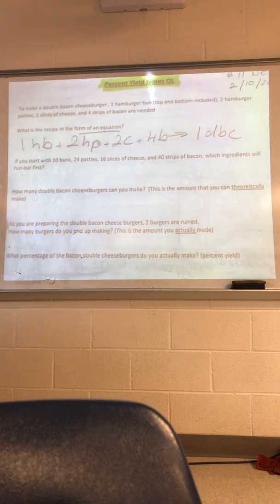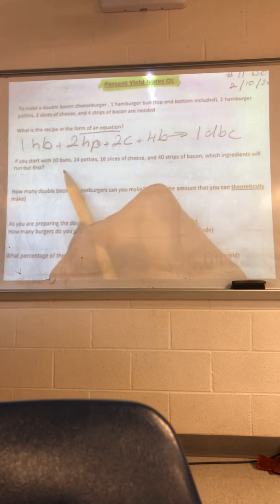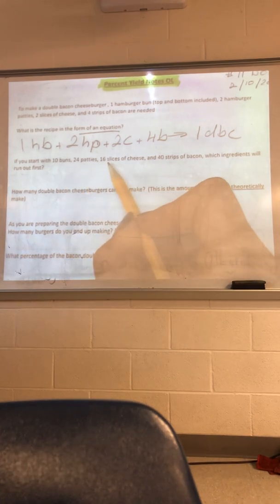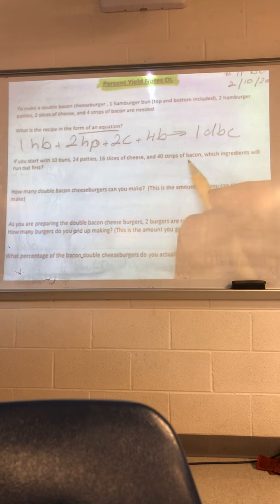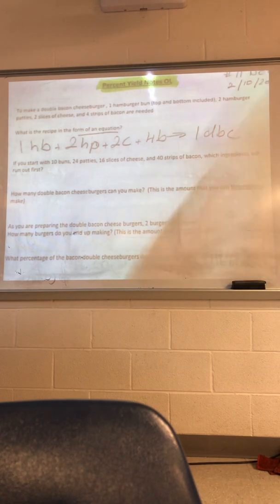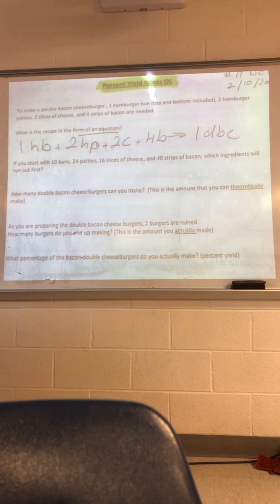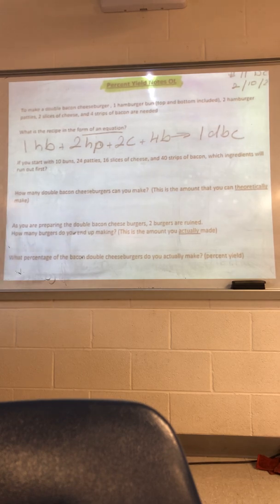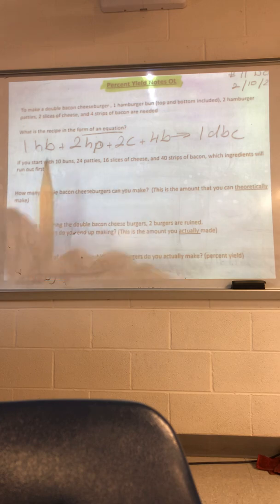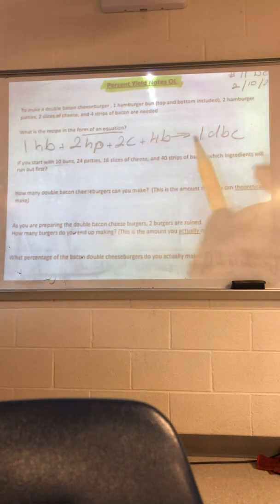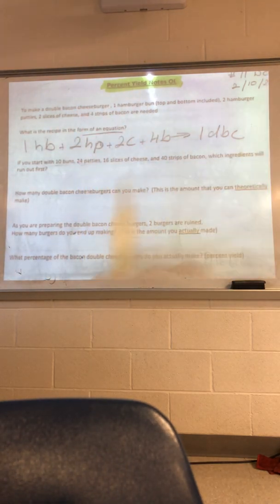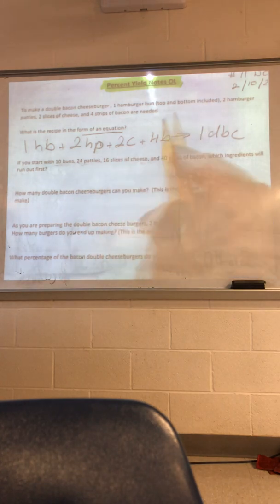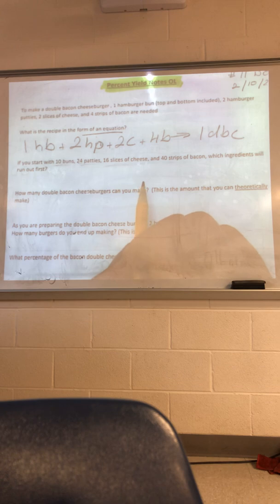The question is, if you start with 10 buns and 24 patties and 16 slices of cheese and 40 strips of bacon, which ingredients will run out first? Alright, so let's look at this for a little bit. I have a lot of everything, but which one will run out first? 10 buns. If I have 10 buns, that's 10 sandwiches, right? 24 patties is more than 10 sandwiches, right? It's 12 sandwiches. 16 slices of cheese.